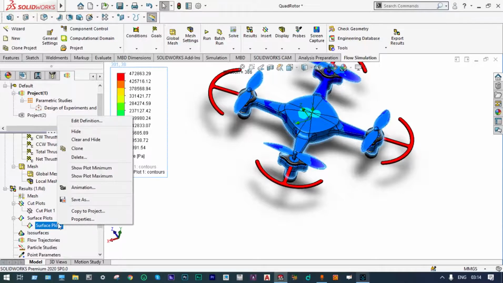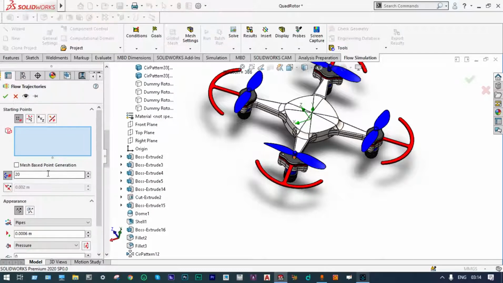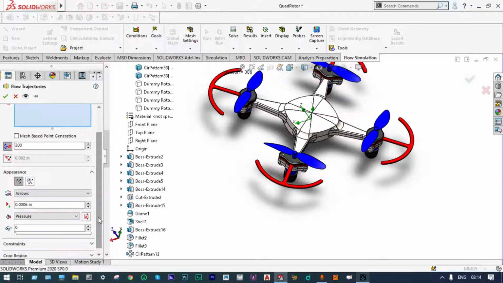Next to that we want to see the dynamics of flow particles, that means how the air particles will be circulating near these propellers. Okay, so flow trajectories, insert flow trajectories, and instead of 20 numbers you want to make it 200. Instead of pipes you want to make this one in the form of arrows only, and when you see pressure distribution near these propellers, let us select the surfaces.